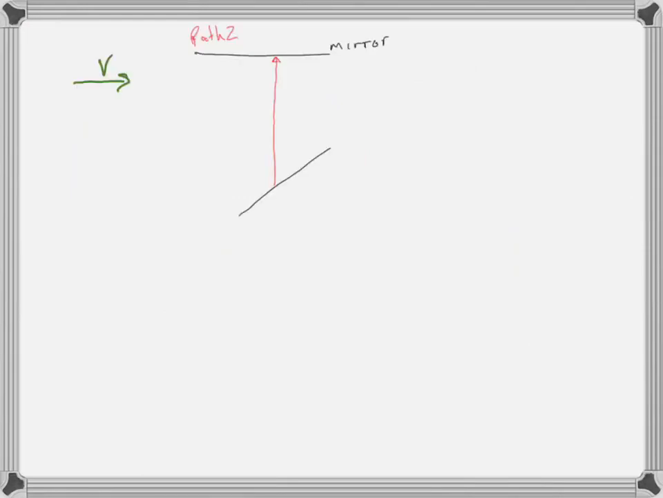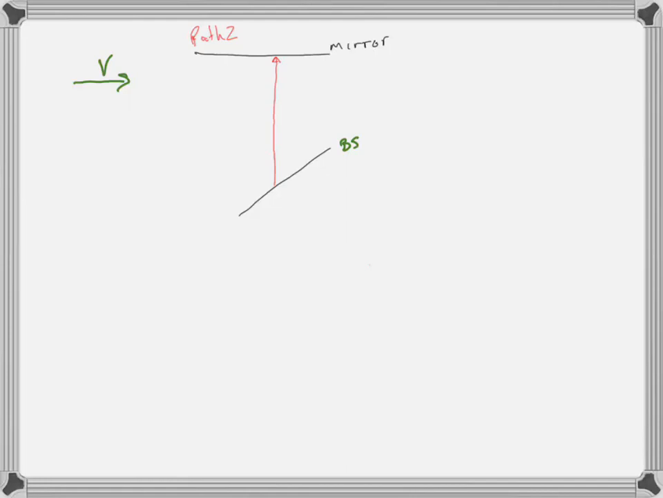So I just blew up path 2 a little bit here just to show the first, the light goes from the beam splitter to the mirror. Whoops, this is the beam splitter. From the beam splitter to the mirror. But because the ether is blowing the light to the right, the path of the light ends up being straight up. That's the resultant path, right?